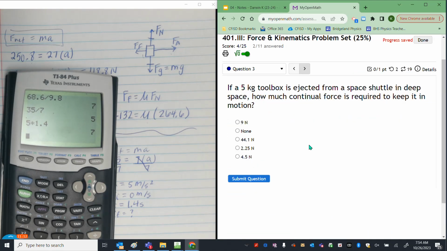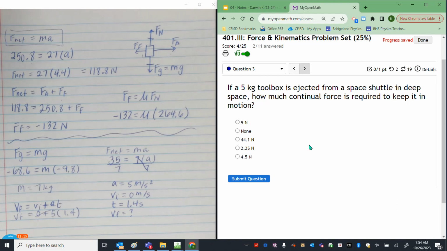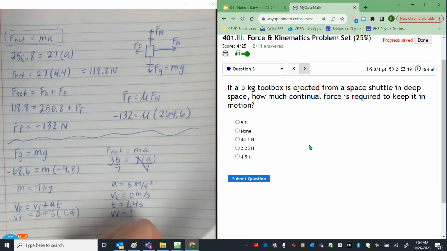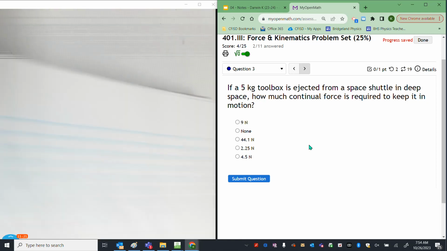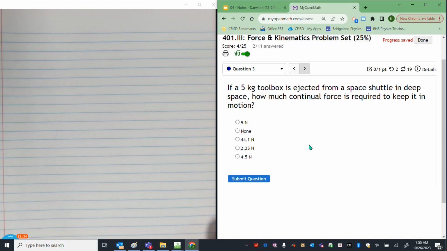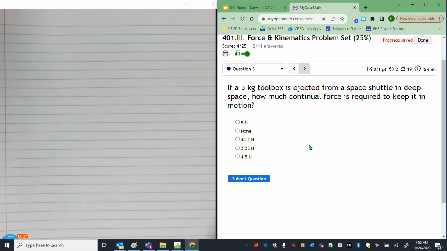All right, the next question says, if a 5 kilogram toolbox is ejected from a space shuttle in deep space, how much continual force is required to keep it in motion? This goes back to Newton's first law. An object at rest will remain at rest. An object in motion will remain in motion with a constant velocity unless acted on by an outside unbalanced force. You don't need force to keep something moving if you're in space. There's no other forces there to slow it down. It will continue moving all by itself until there's some force acting on it. So how much force is required? None. You don't have to do any math here. It might look like a math question, it's not.